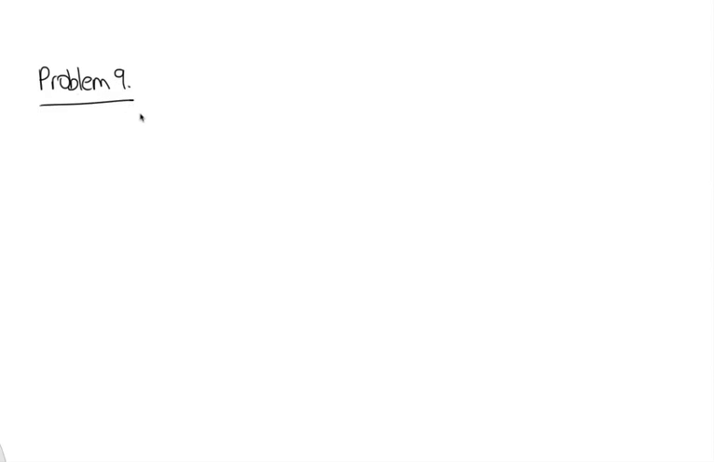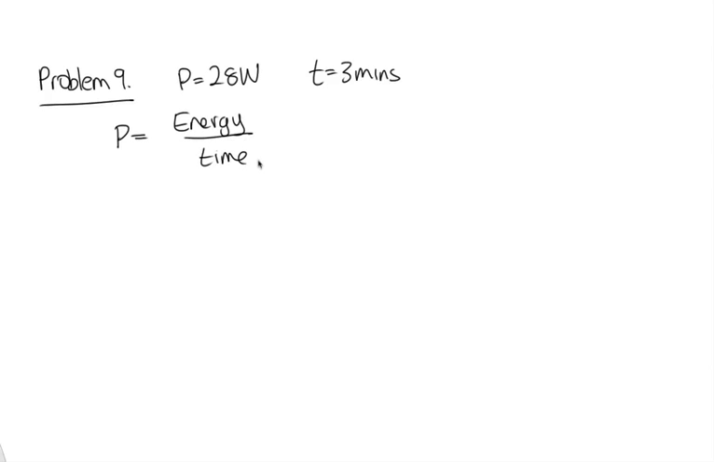If an appliance uses 28 watts, so the power is equal to 28 watts, and it's on for 3 minutes, so T is equal to 3 minutes, we're asked how much energy does it use. Now we know that power is equal to energy over time. And so energy is equal to power times time.